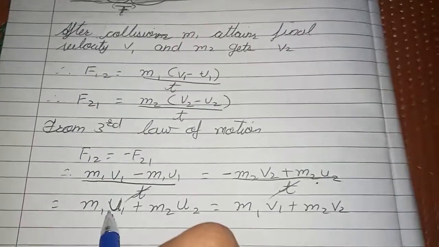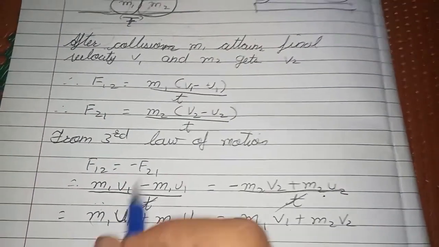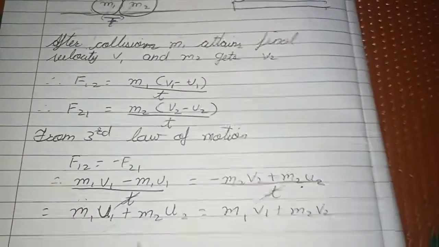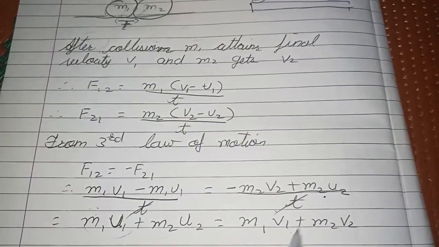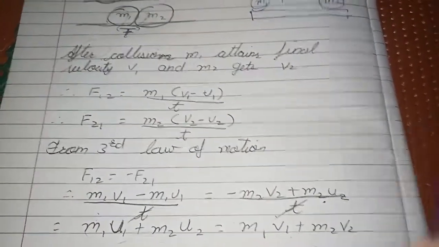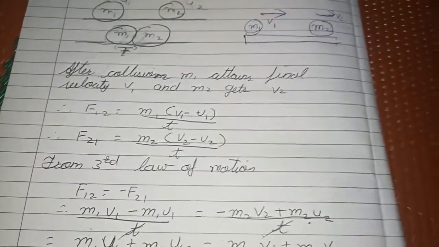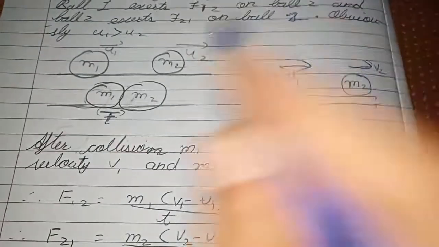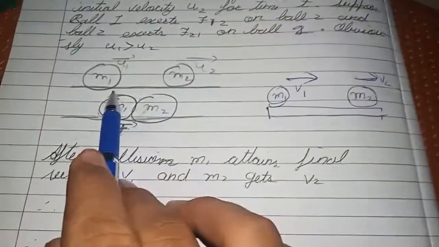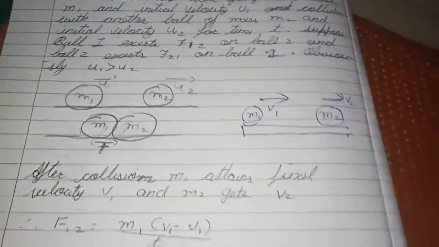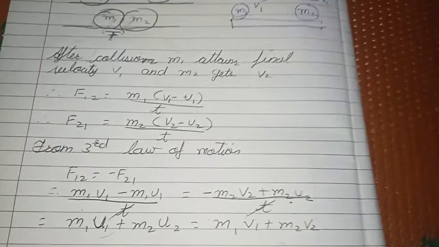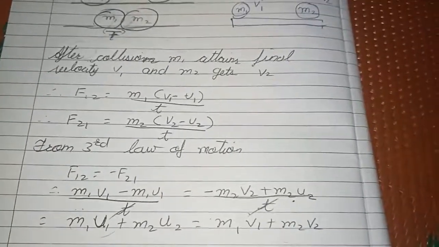If we write it like that, the initial momentum of the first ball plus the initial momentum of the second ball is equal to the final momentum of the first ball plus the final momentum of the second ball. I told you that if we consider both as a whole system, we just have to prove that their initial momentum is equal to the final momentum. Conservation of momentum is just that: they do not lose any momentum during the process.